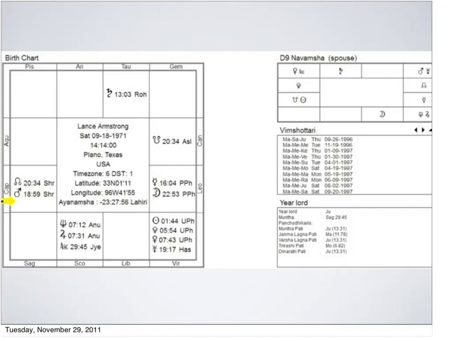Mars is there along with the node. Notice how close in degrees: Mars is 18 degrees 59 minutes. Rahu is 20 degrees 34 minutes. So these are very close. That means that there's very much a connection there. So he had extensive chemotherapy, and the cancer went into remission. He went on to obtain his dreams.